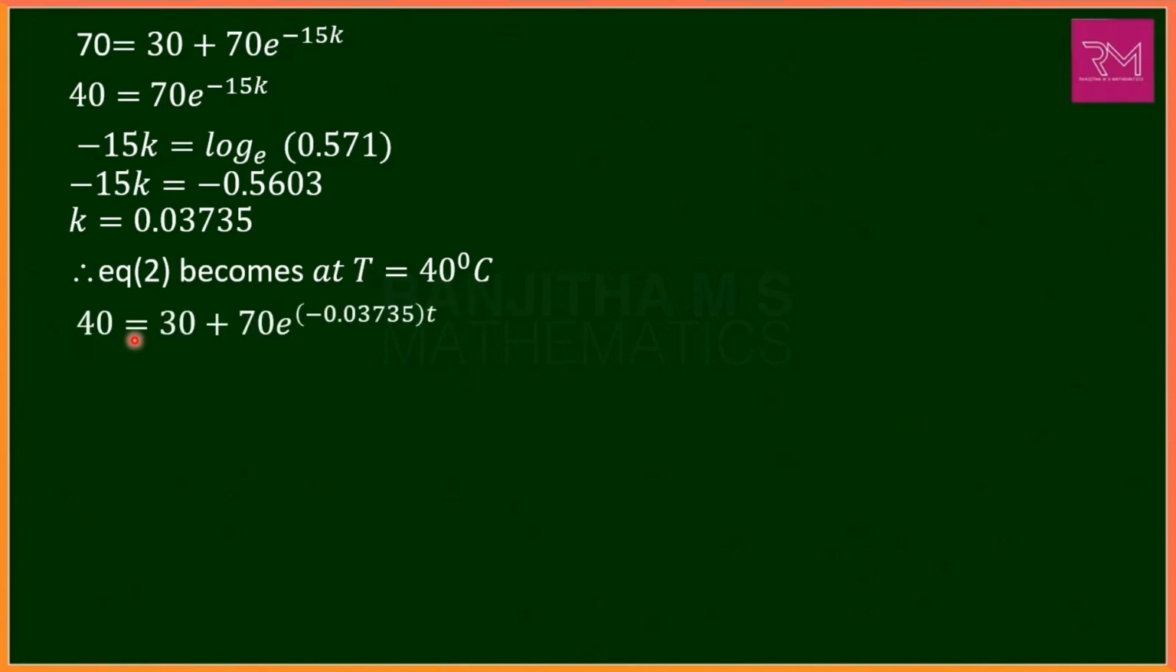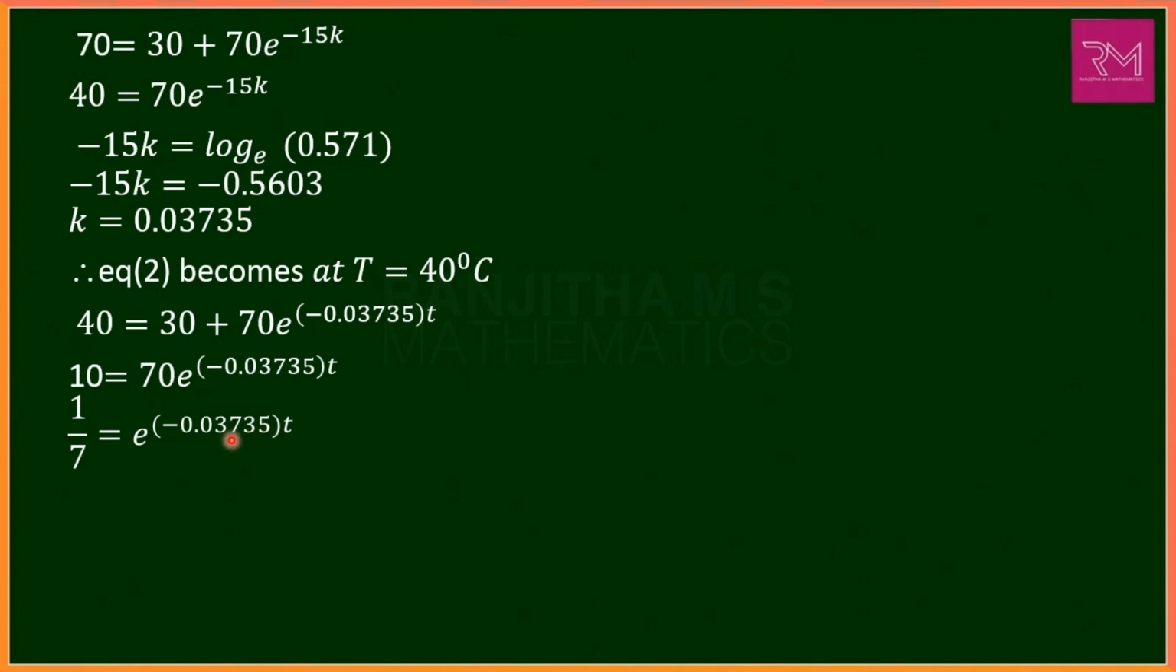That is, substituting all the values in equation 2, we get T, which is 40, is equal to T0 which is 30 plus lambda value 70 into exponential power of k value, that is minus 0.03735 into t. We have to find the t value here, that is at what time we get a temperature of the metallic ball as 40 degrees Celsius. Here take 30 to the left hand side, we get 10 which is equal to 70 into exponential power of minus 0.03735 into t. Next step, take this 70 to the left hand side, that is 10 divided by 70, that becomes 1 by 7 which is equal to exponential power of minus 0.03735 into t.